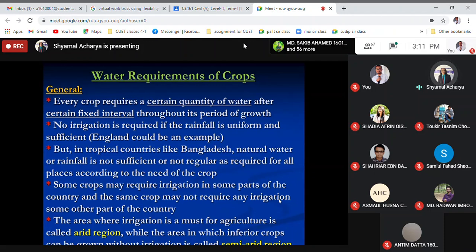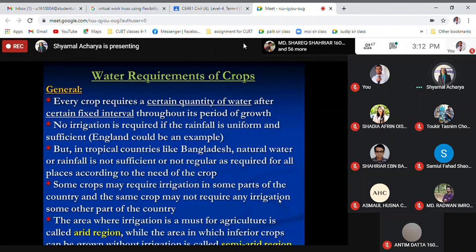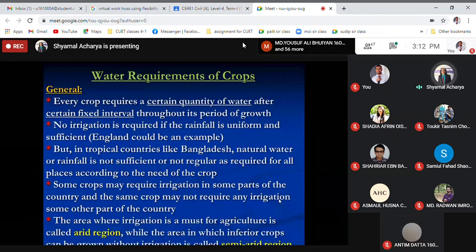Depending on these, somewhere no water, no crop. That type of region is also available. No water, but inferior quality crops are there. That type of area is also there. Depending on this, the regions are categorized into these two. One is arid region: the area where irrigation is a must for agriculture is called arid region, while the area in which inferior crops can be grown without irrigation is called semi-arid region.